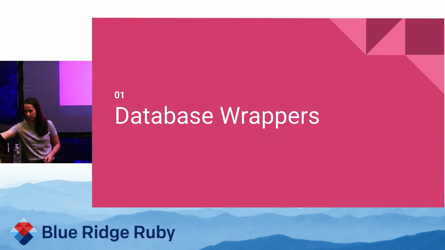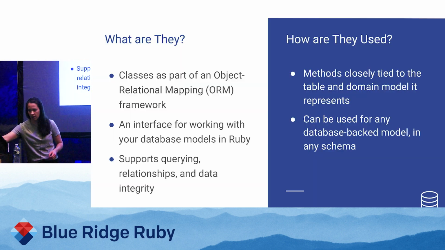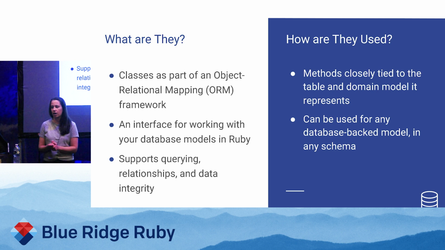So we'll start with database wrappers. And what are they? Oftentimes a lot of us write with Rails or other frameworks that are using object-relational mapping, an ORM, right? They provide a really nice interface for working with your database tables. Rails in particular has a really wonderful DSL for making querying simpler, defining your relationships, and defining things like constraints, right? Either validations or other things like that.